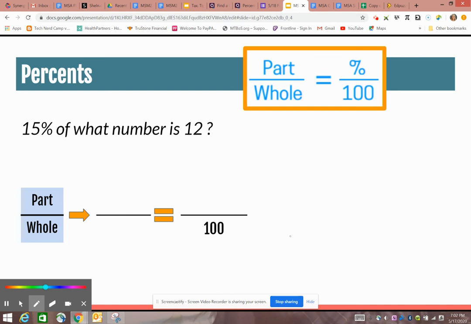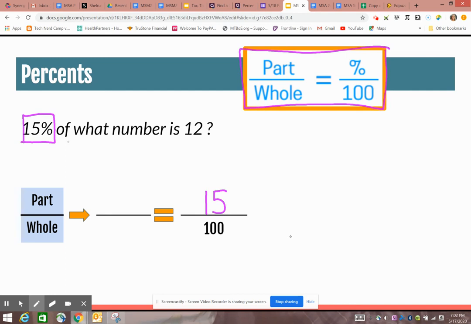15% of what number is 12? So coming back to our proportion, part over whole equals percent over 100. 15%. So I know that the 15% has to be 15 over 100. So the 15% is set. Of what number? We don't know. But the part is 12. So on your proportion, the 12 has to go on the top. We do not know the whole.